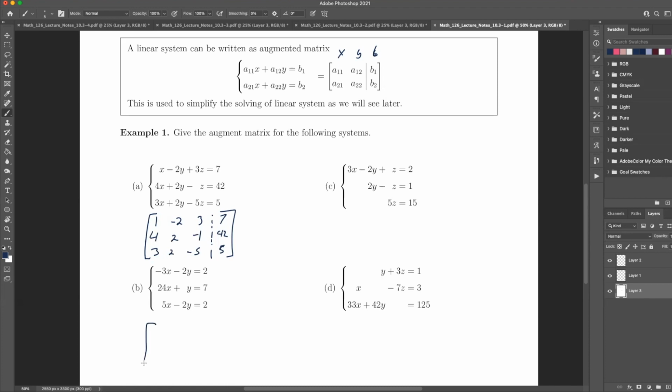So when I say write an augmented matrix, I'll actually do a little dotted line. 2. So here 24, and 1, and 7, and then we have 5, -2, and 2.